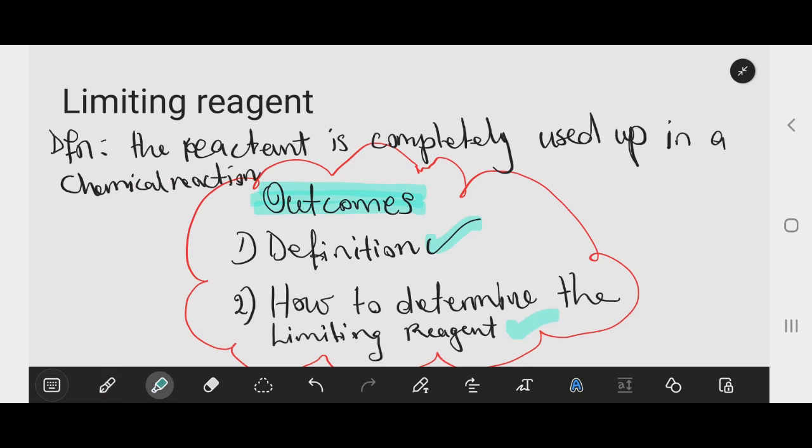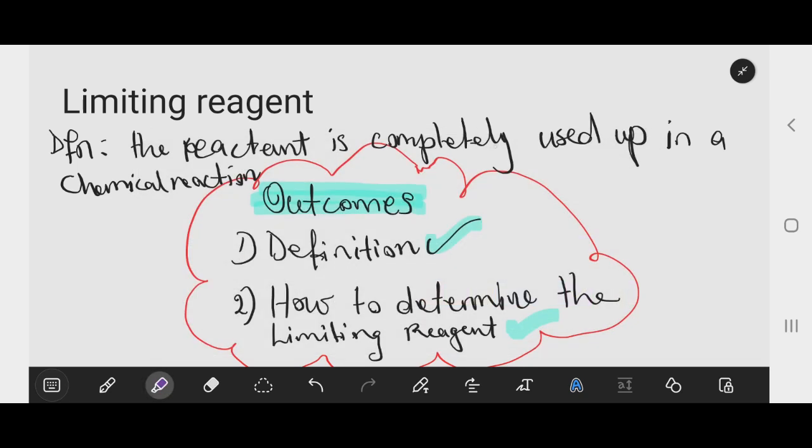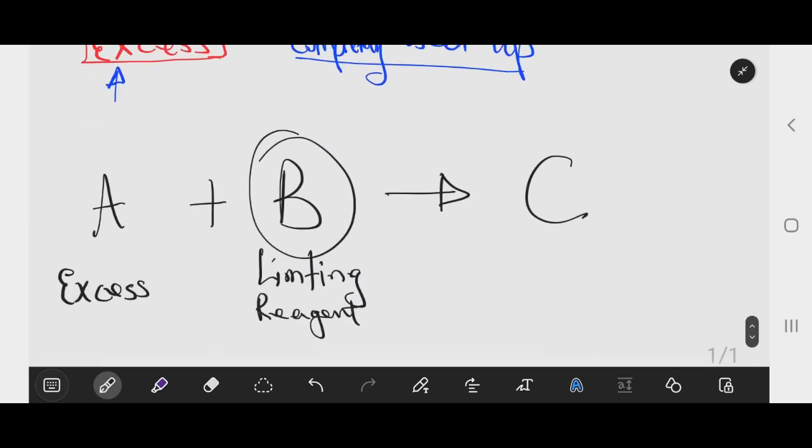Right? So the key term there is that the reactant is completely used up. So you no longer have that reactant after the reaction is completed. So that is the limiting reagent, the reactant that is completely used up in a chemical reaction, right? So how do we determine the limiting reagent? Through calculation.